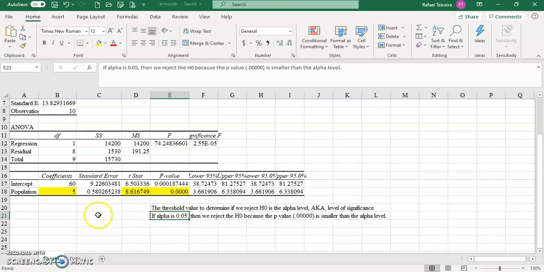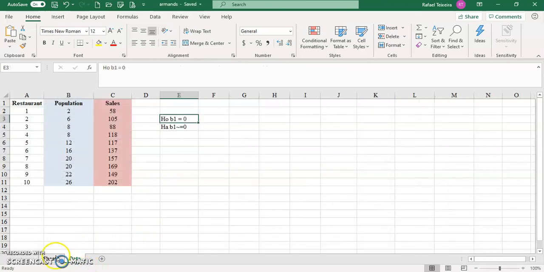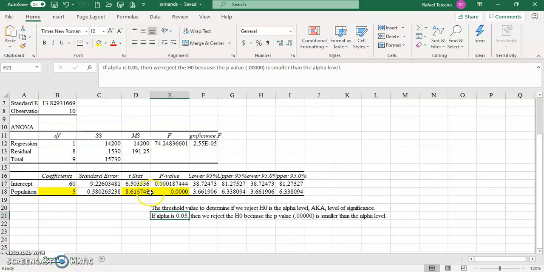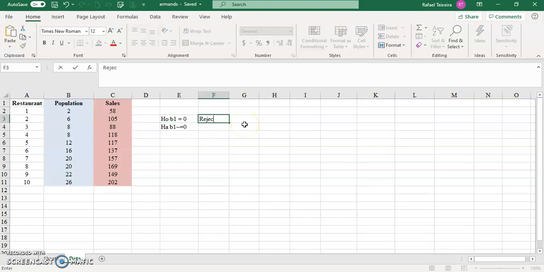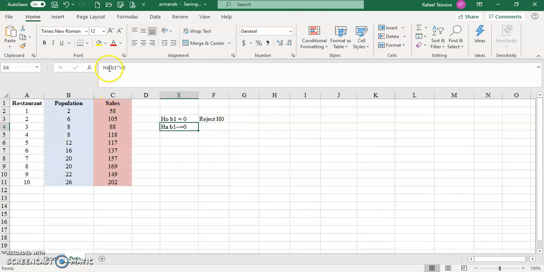So very easy. You get the raw data, you run the data analysis tool, you look at the T statistic and the p-value, and using the alpha level, you make a decision to reject or fail to reject the null hypothesis. In this case, we reject the null, so B1 is different than 0.